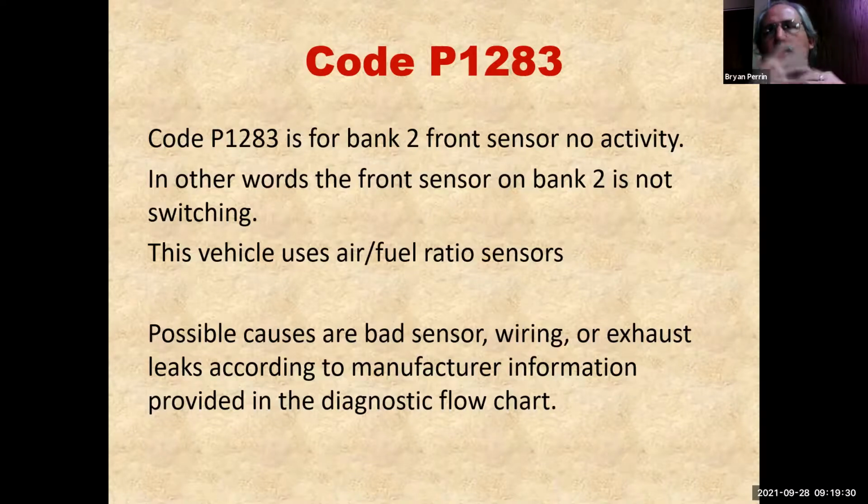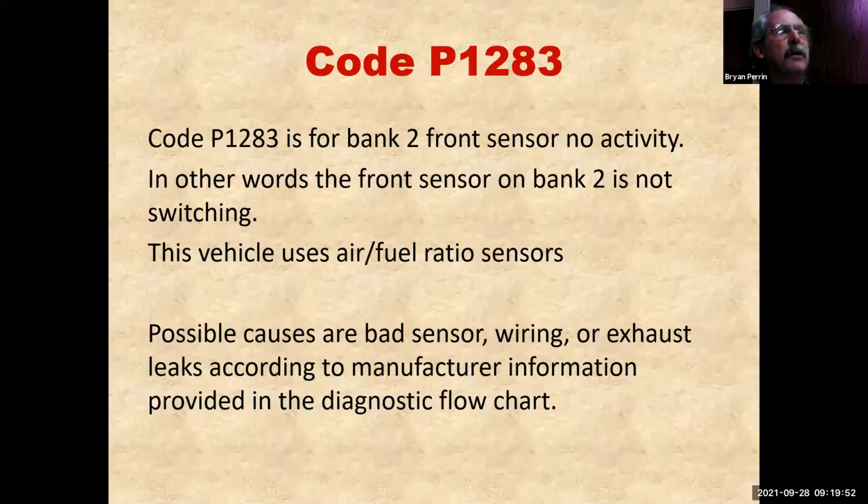Possible causes were a bad sensor, wiring, or exhaust leaks, according to the manufacturer information provided in the diagnostic flow chart. There's actually a TSB where bolts are falling out of a heat shield, causing an exhaust leak, wiring, and a bad sensor. When I went on Identifix, there were several hundred posts where they put a sensor in it. There were a couple posts for an exhaust leak, and it might have been a wiring. That's all there was. So these were the only options that could be wrong.